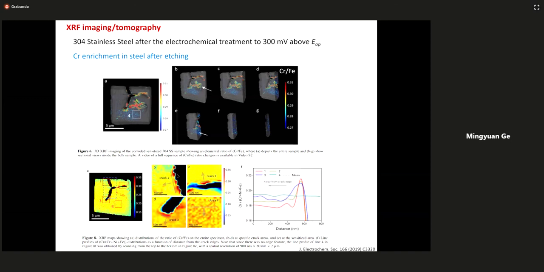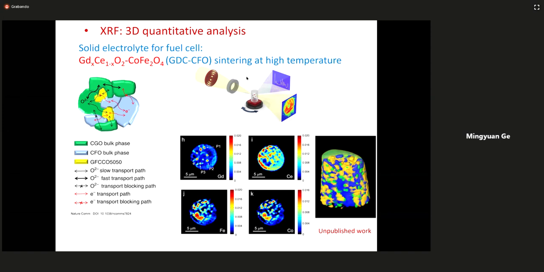And we can do additional quantitative analysis to see the propagation and the spatial distribution of this chromium, and then get some idea about the diffusion rate of the chromium on the crack. And we can also do additional 3D quantitative analysis.